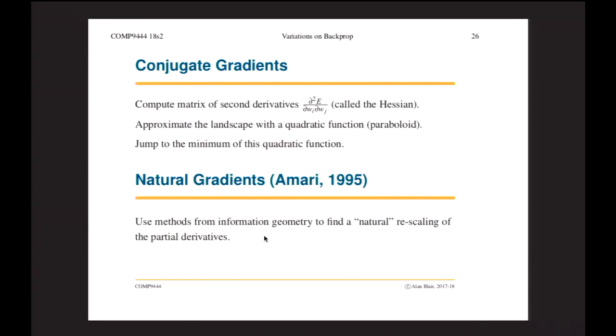Because the number of second derivatives is proportional to the square of the number of weights. If there's 1,000 weights, you'd have to calculate 500,000 second derivatives, and if there's 1 million weights, you'd have to calculate 500 million second derivatives. So for deep architectures with lots of weights, we can't really do this. But for some smaller problems with fewer parameters, these methods are used.